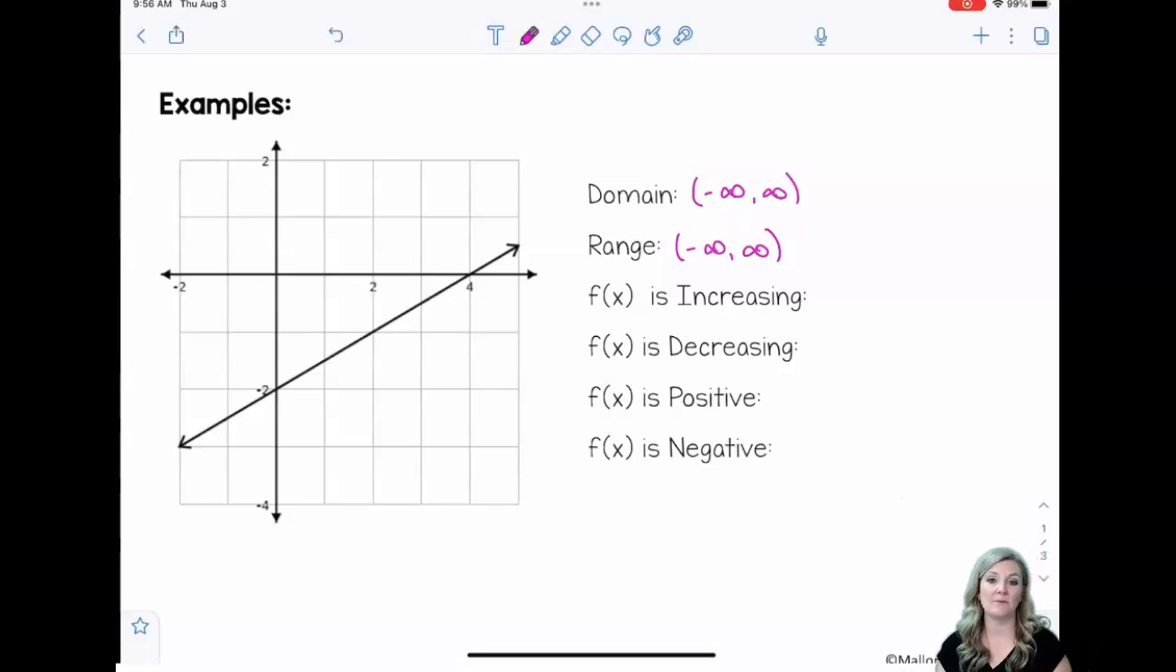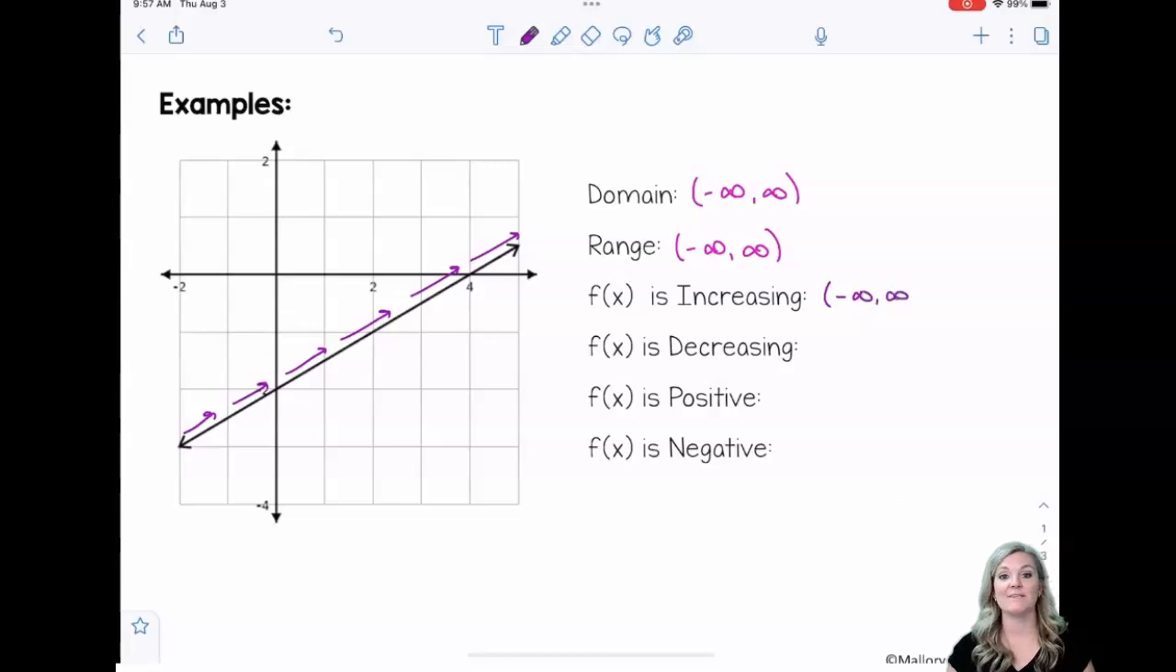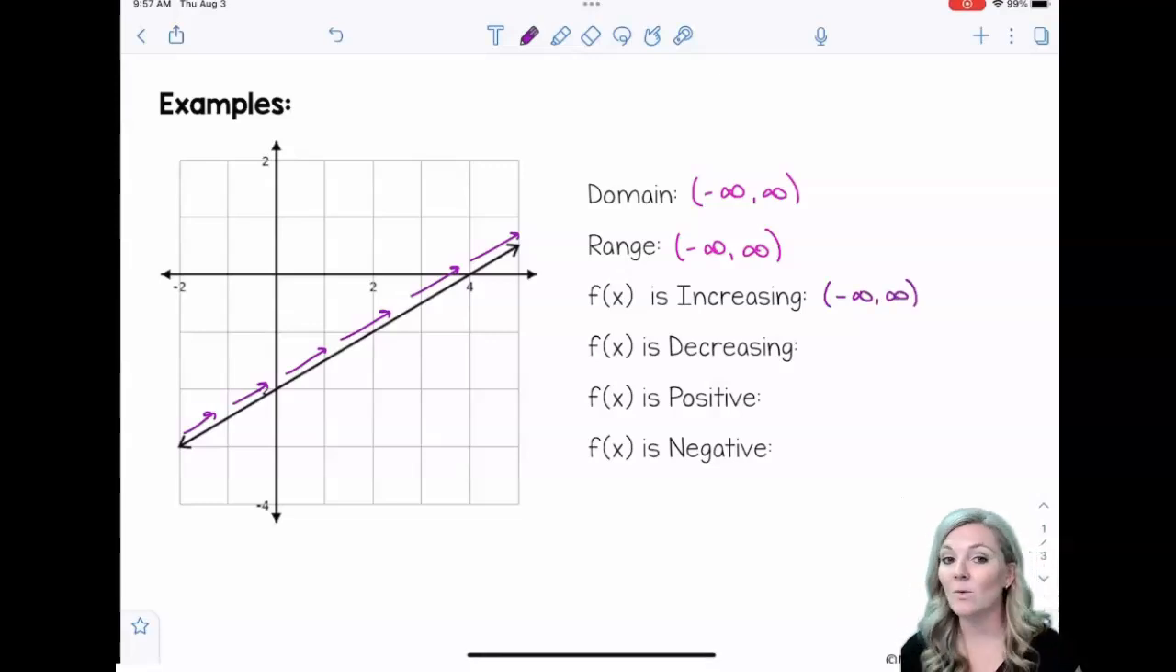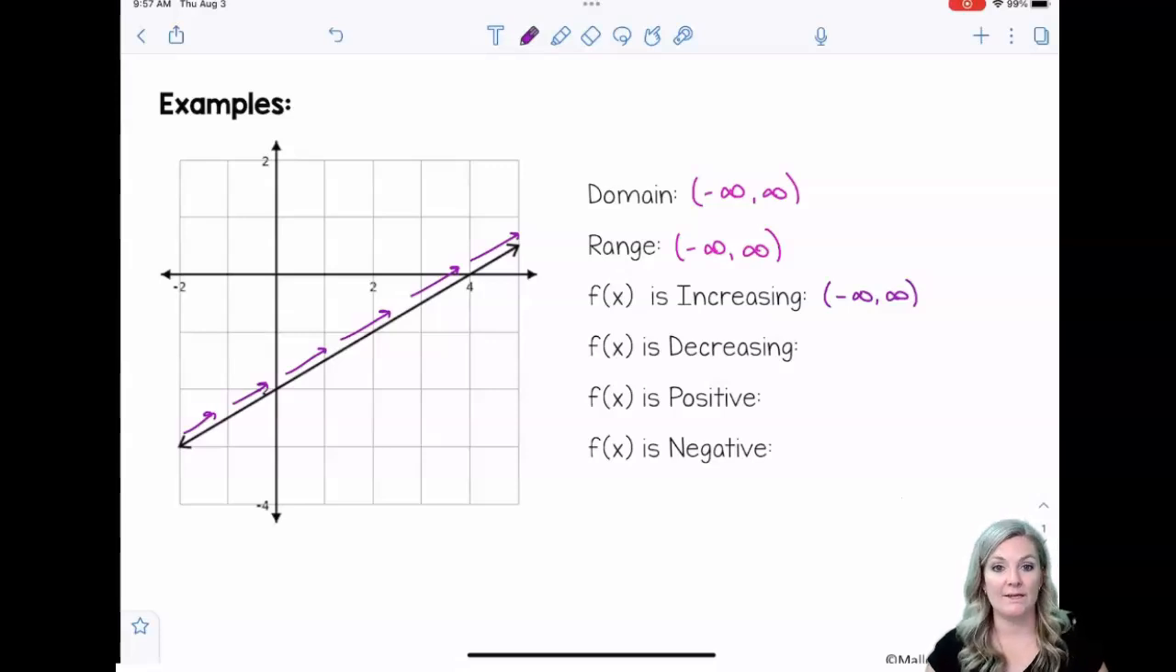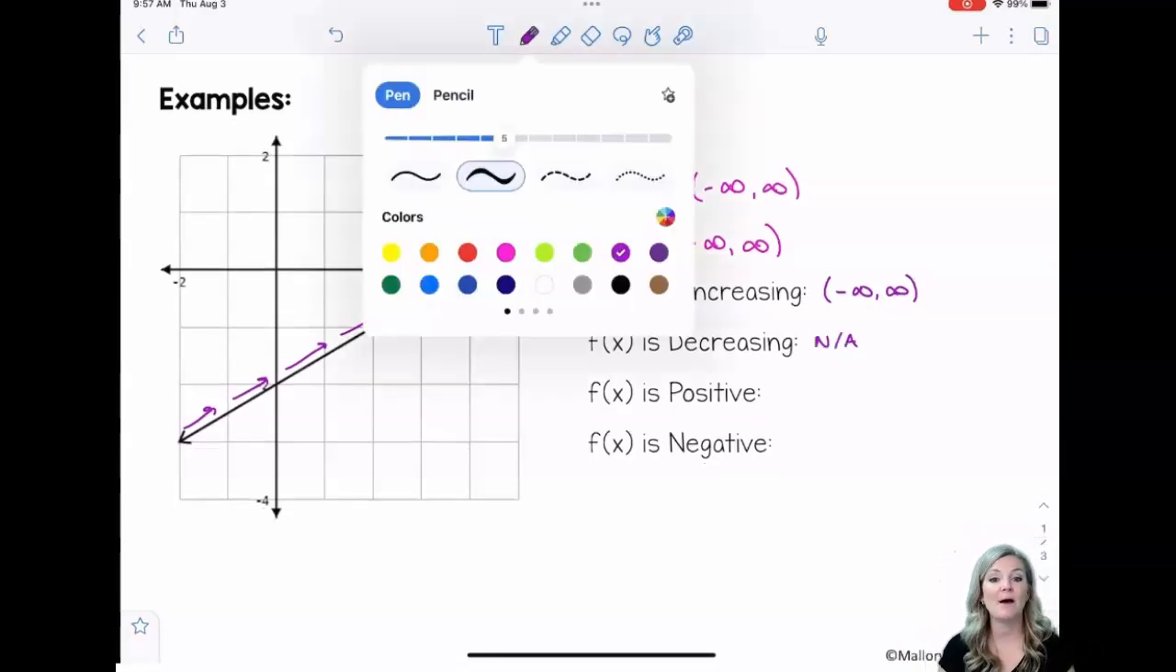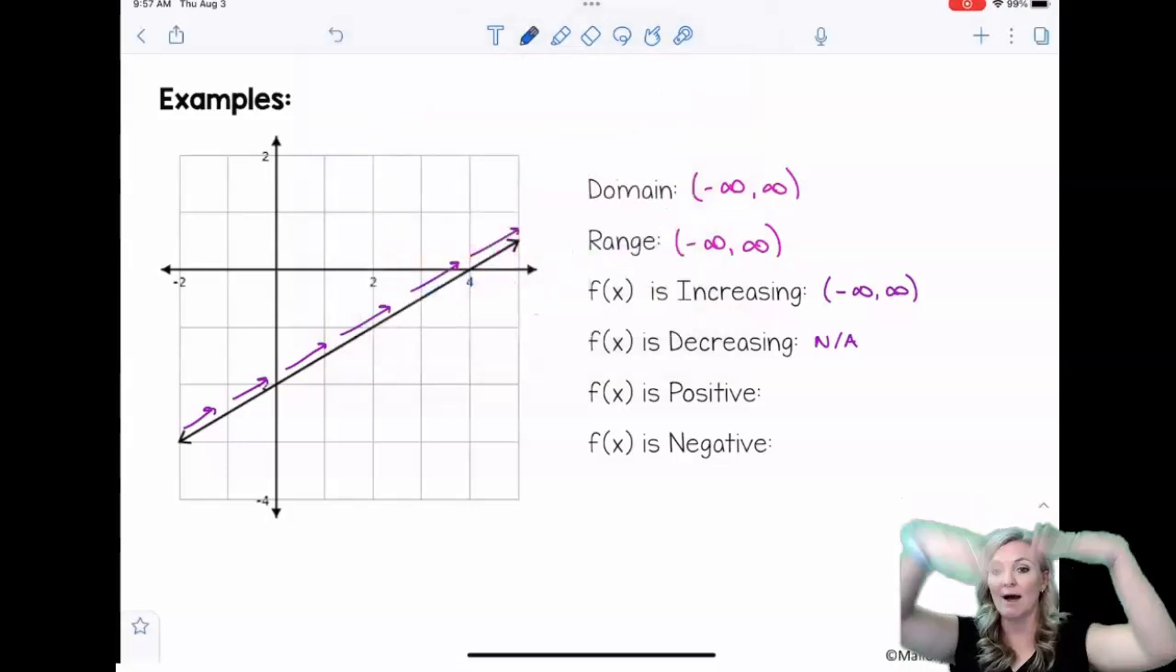Now, as you're reading this from left to right, I draw arrows to show if it's going up or going down. So as I'm reading this from left to right, I am drawing arrows that are going up. So where is this increasing? It is increasing everywhere. Not how it is increasing, but where is it increasing? It is increasing on the x value everywhere. So negative infinity to infinity. Where is it decreasing? It's not. So it is NA. Not applicable. It is not decreasing. Now, where is f of x positive? It is positive above the y-axis.